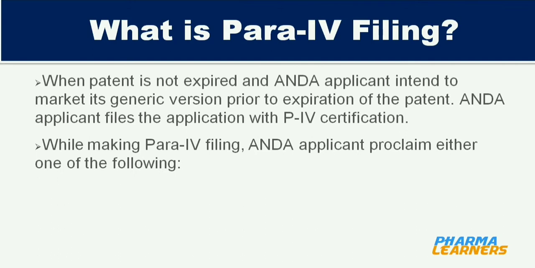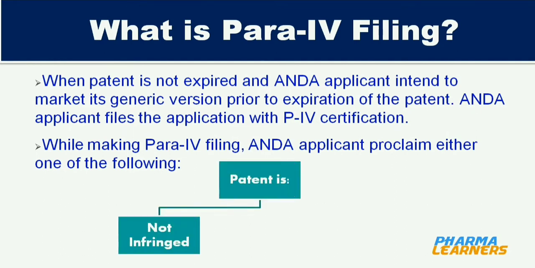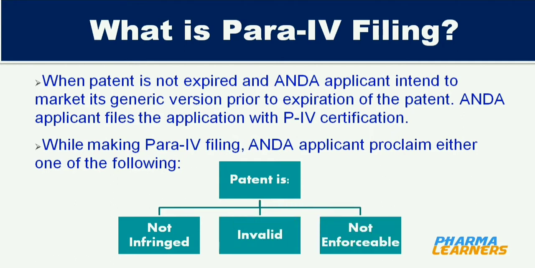To answer the question, when a patent is not expired, and an ANDA applicant intends to market its generic version prior to expiration of the patent, the ANDA applicant files the application with Para 4 certification. While making the Para 4 filing application, the ANDA applicant proclaims that either the patent is invalid, not infringed, or it is unenforceable. So this is about what the Para 4 filing is.